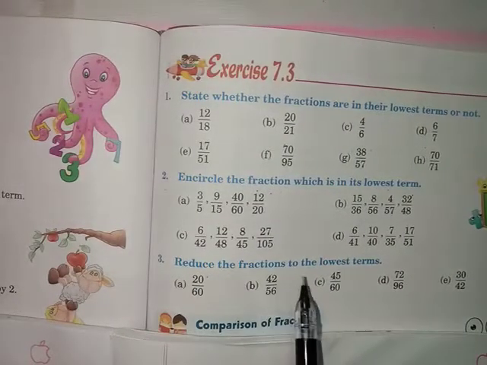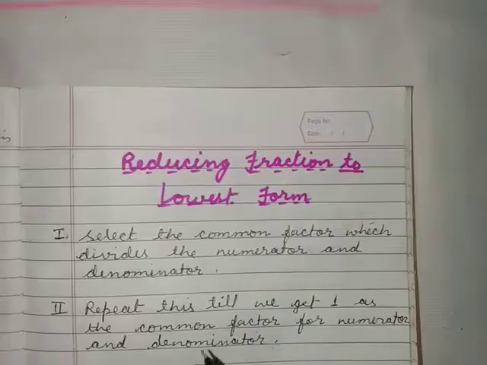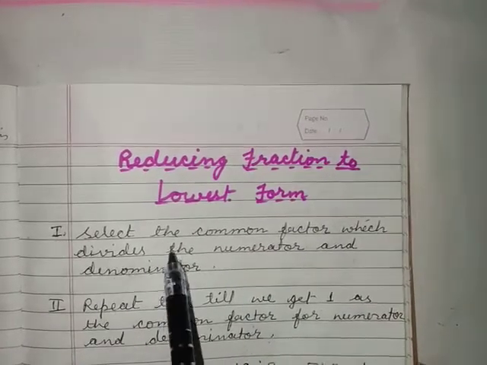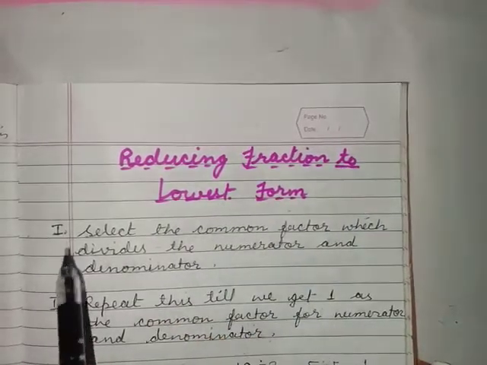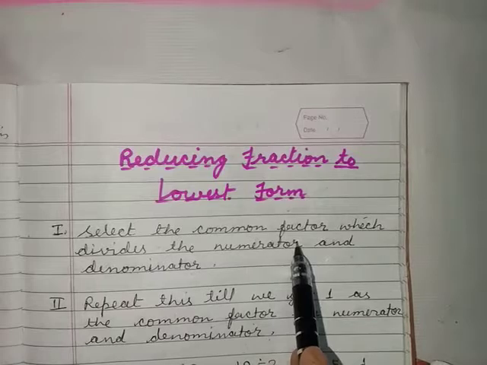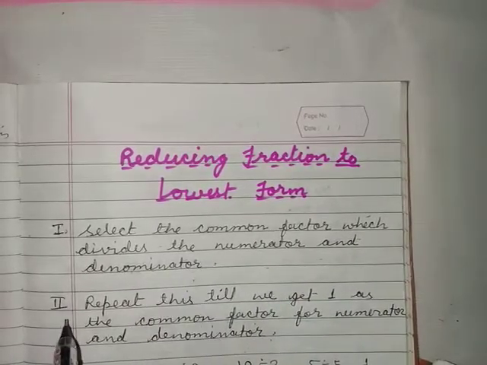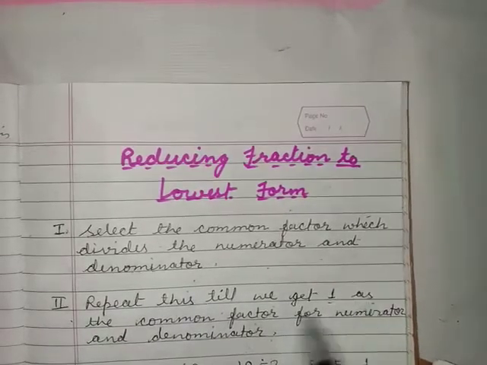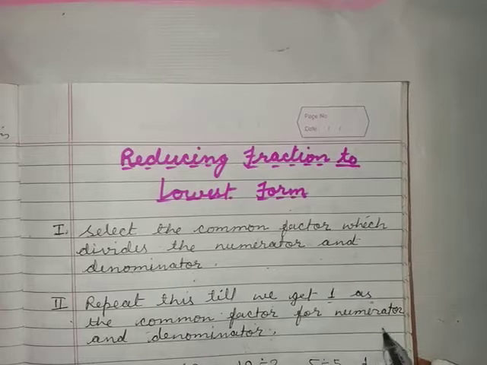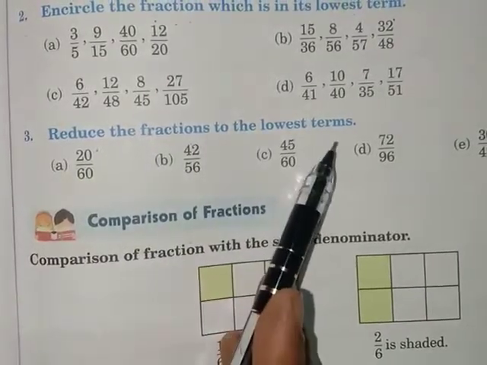Now, question number 3. Reduce the fractions to the lowest terms. For this, we have to remember 2 points while reducing a fraction to lowest form. First, select the common factor which divides the numerator and denominator. And second, repeat this till we get 1 as the common factor for numerator and denominator.